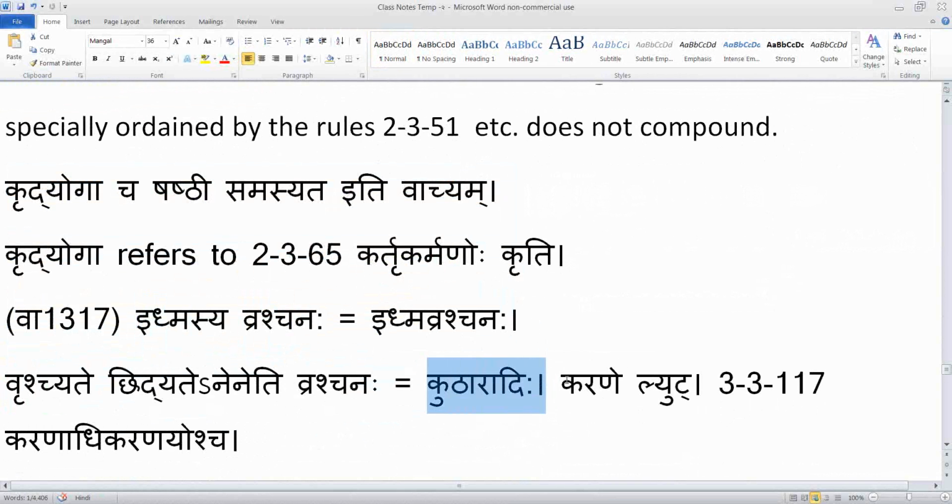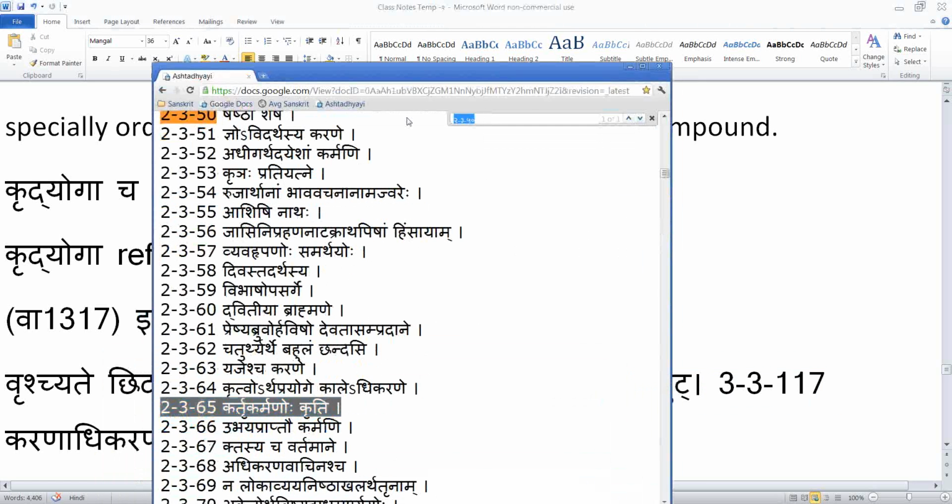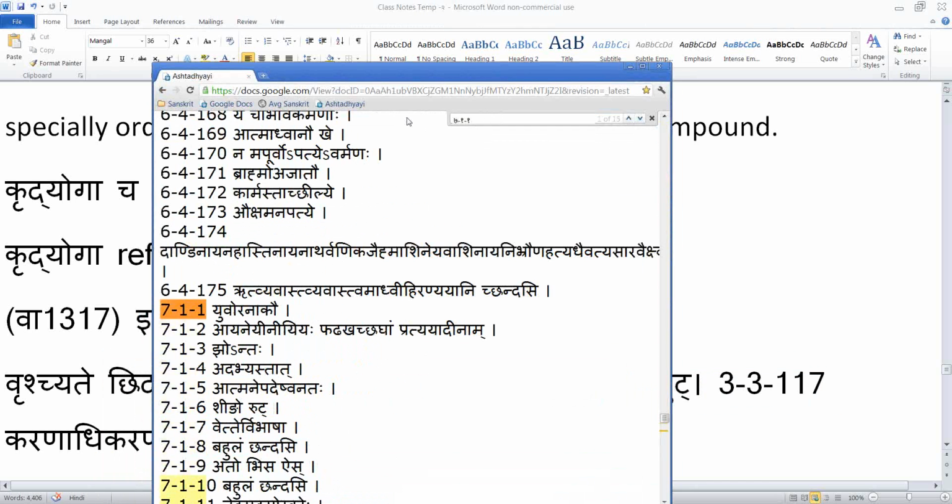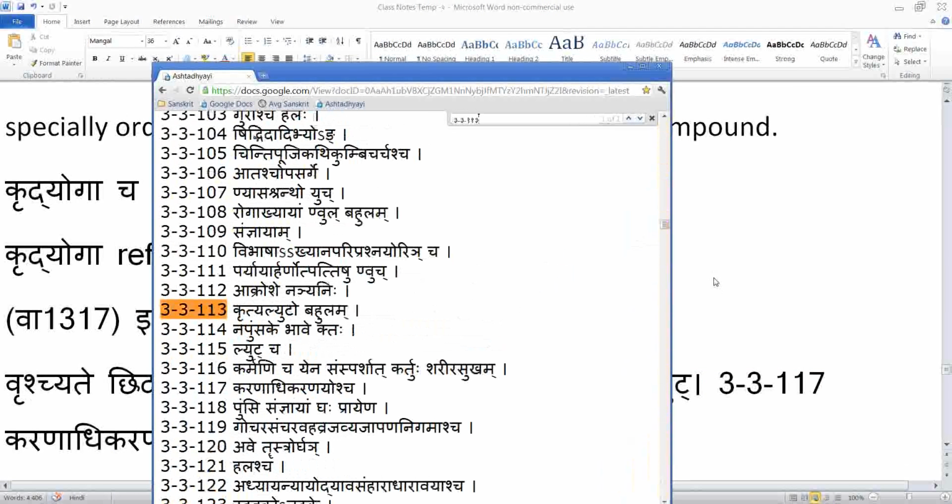So karane lyut: lyut karane 3-3-117, karanadhikaranayoshcha, pratyaya lyut. Of course lyut means the ल् and श् are it, the तवर्ग, halantyam, anubandha lopa, yu. The yu takes the ana, yuranakau. Now normally when we say lyut we say karanam, darshanam, etc. We now talk about bhave. So napumsake bhave ktaha lyutcha is what the sutra says. So that is bhave.